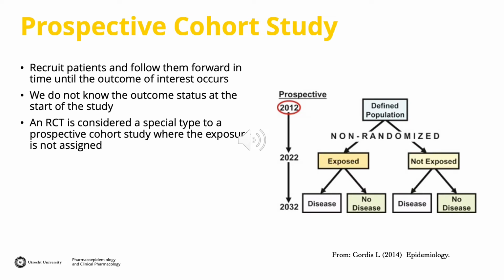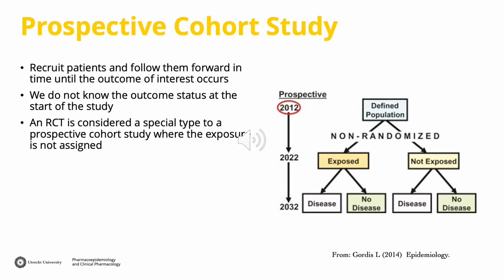So there's two different types of cohort studies. The first type of study is called a prospective cohort study. And in this particular type of study design, you recruit patients first, and then you follow them forward in time until the outcome of interest occurs. We don't know the outcome status at the start of the study for a given patient. So an RCT is actually considered a special type of prospective cohort study where the exposure isn't assigned, because we recruit patients and then we follow them forward in time to see if they experience the outcome of interest or not.